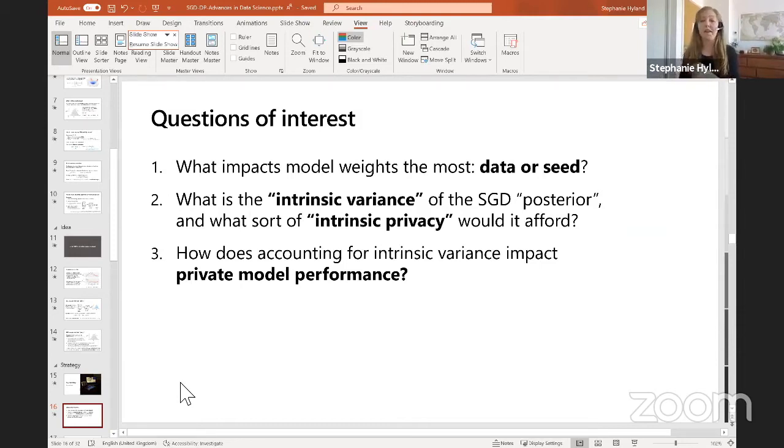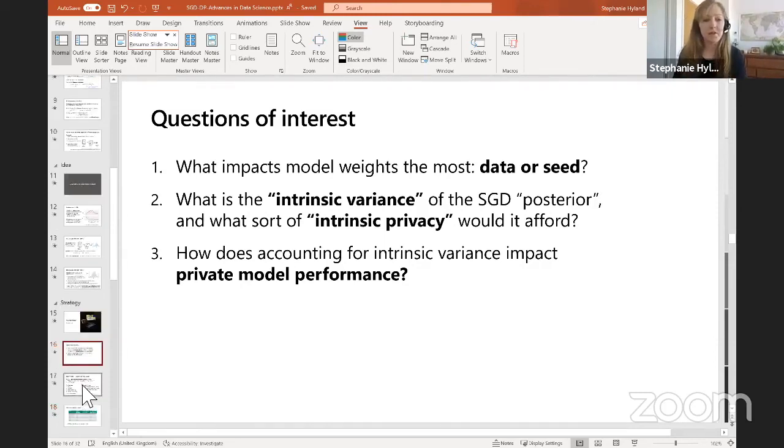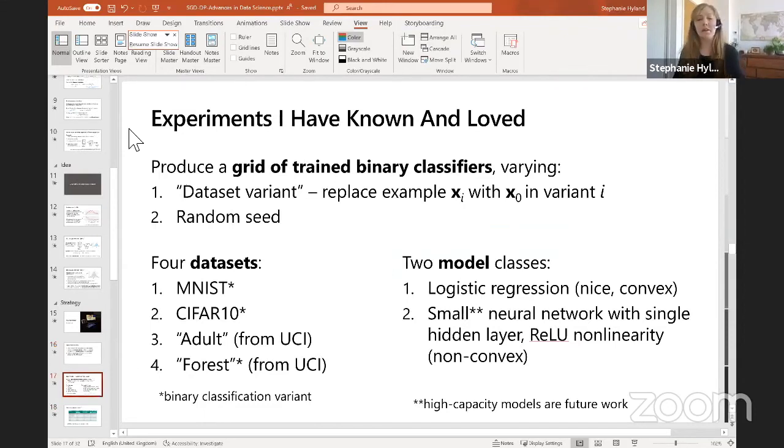The second question is getting at what is the intrinsic variance of this SGD posterior, which I was just speaking about. So we can try and empirically compute the SGD sampling distribution, and then we can compute its variance and relate that to its intrinsic privacy. And then the third question is, okay, well, why are we doing any of this at all? And it's because we think that if we can account for this intrinsic variance, we may be able to build private machine learning models which work better because we've had to add less noise to them, because there's already some noise in the process. So in order to get to these questions, we ran a grid of experiments.